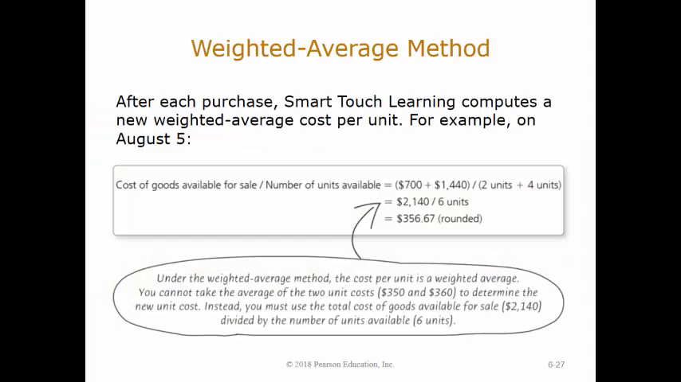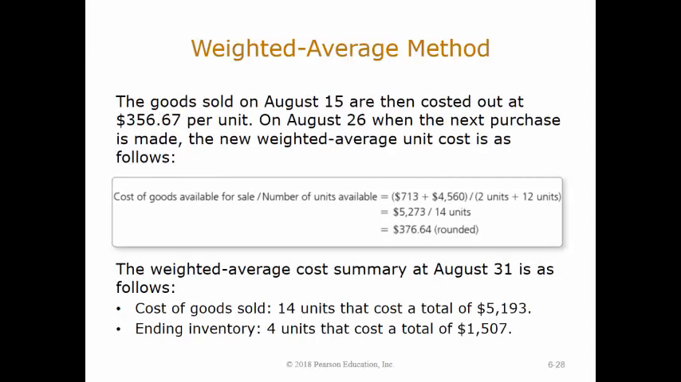After each purchase, Smart Touch Learning computes a new weighted average cost per unit. For example, on August 5th, the new weighted average is $356.67 per unit. With the weighted average cost method, rounding errors can occur. However, this is not the case in this example. Notice that cost of goods sold and ending inventory total $6,700, which is $5,193 plus $1,507, and that equals the total cost of goods available for sale.